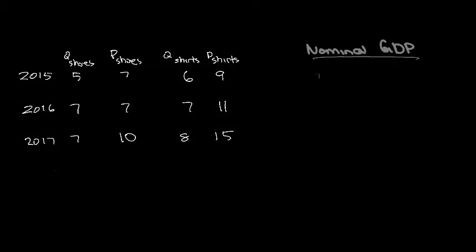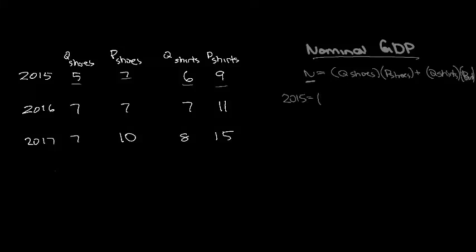So nominal GDP is basically, so nominal equals the quantity of the current year times the price of an item of the current year plus the quantity of the other item, which in this case is shirts, times the price of the shirts. Remember, this is all current year price and quantity. So let's find the nominal GDP for 2015. Remember, to find nominal GDP, just plug these numbers, the 5, 7, 6, and 9 from 2015, into this equation.